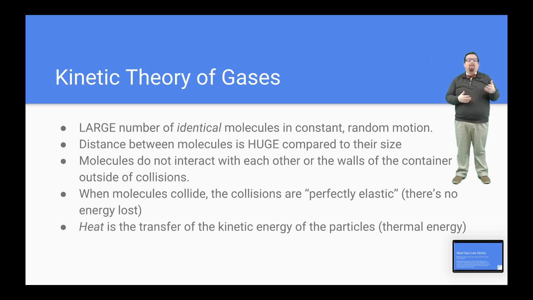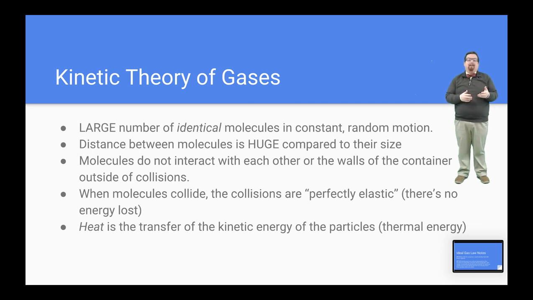For instance, we have to assume that in a gas there is a large number of particles that are exactly identical to each other and always in constant random motion. We also need to assume that the distance between those particles is really huge compared to the size of those particles. Also, since those particles are always moving, they don't spend a lot of time being next to each other or next to the wall of the container, so they don't interact with each other.